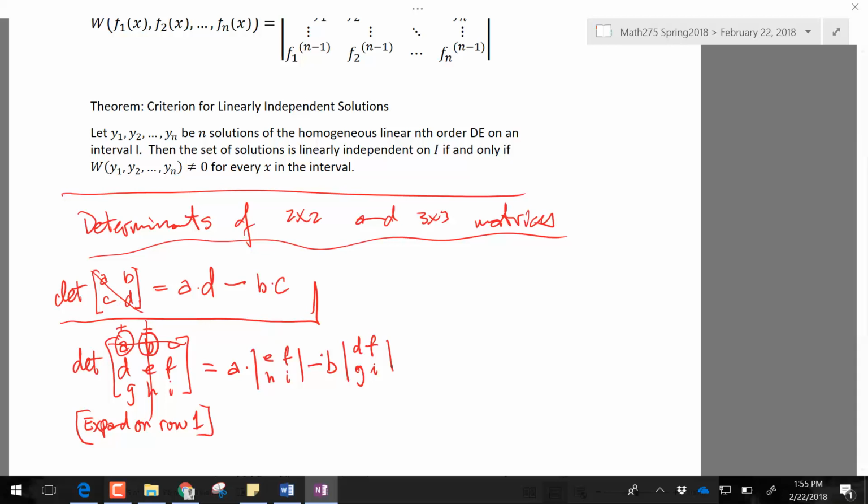The pluses and minuses look like a checkerboard. Those are the signs of the thing. And then our last one is C, and then our remaining submatrix is DEGH. And with this method, you're going to take a look at the determinants of each of these, which are 2 by 2 matrices, which is this.